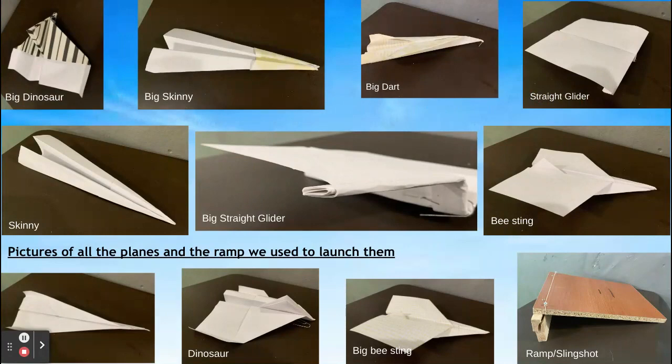So these are the pictures of the airplanes that we used and the ramp that shot off the airplanes. And you could see the difference in designs for Skinny and straight glider. And you can see the paper clips attached to it.